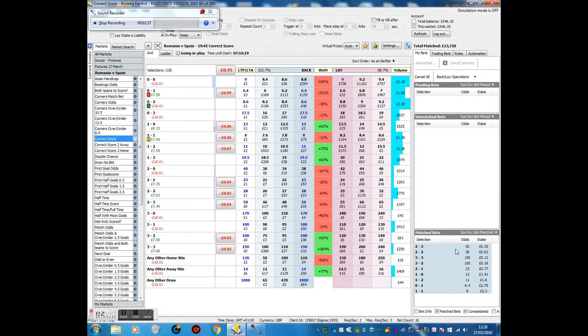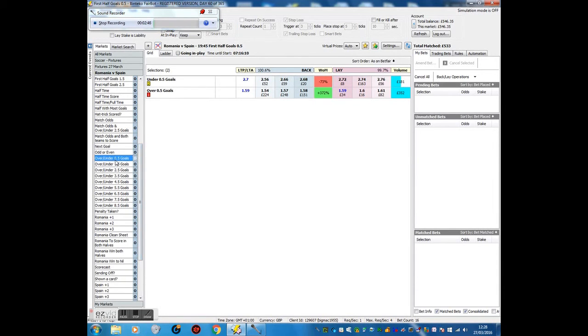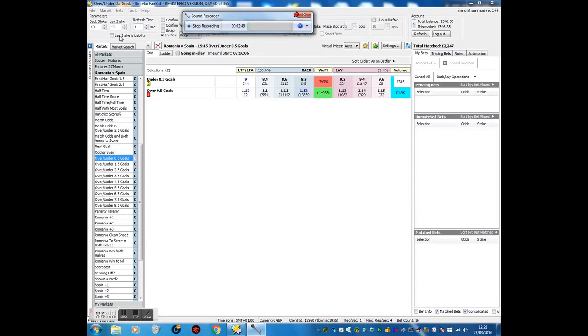So I'm just going to submit them now. It's accepted them all immediately, as you can see down here in the right-hand corner. First half goals are now, so that's not over my match goals over 1.5. My stake up here is lay stake £10. And that's it done. It's as simple as that. It takes 30 seconds to do each match.